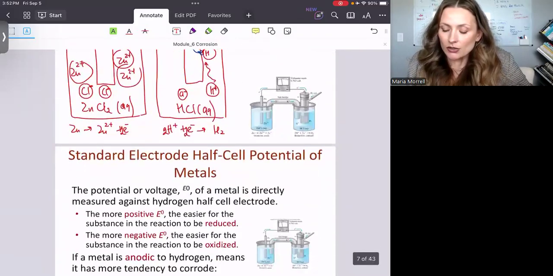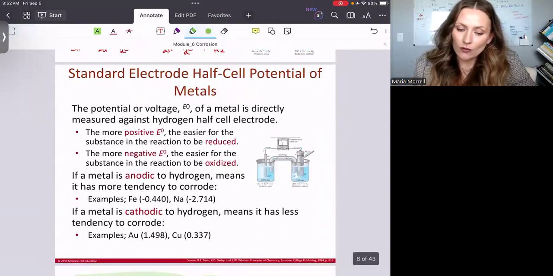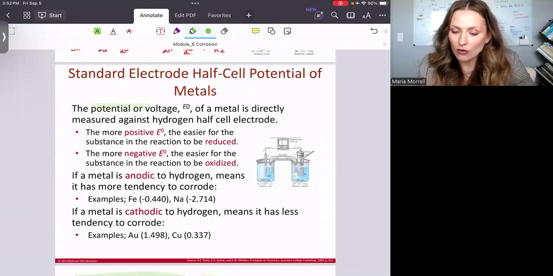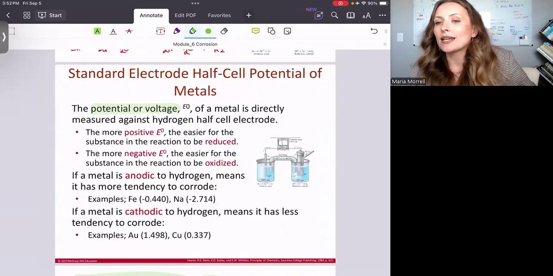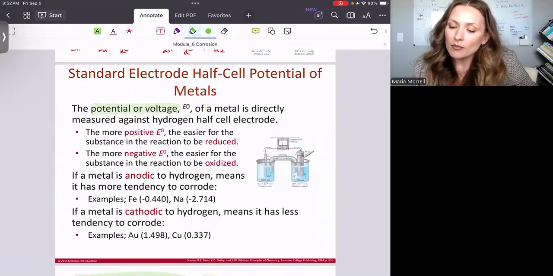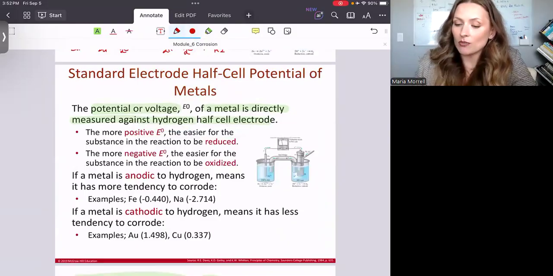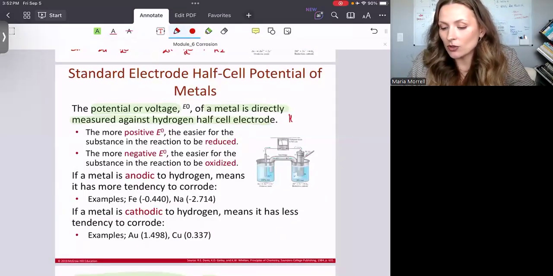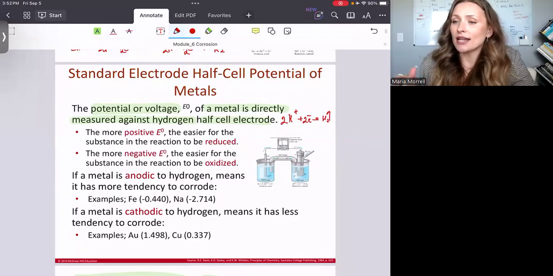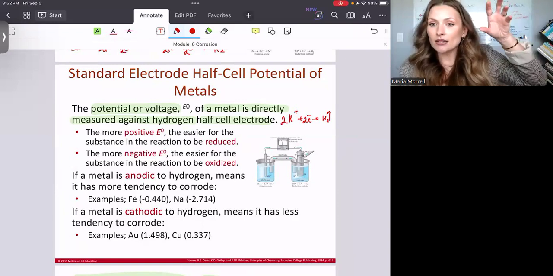Okay. So now, just to summarize everything I've said so far, the potential or voltage, which we also label as E naught, of the metal is directly measured against a hydrogen half cell electrode, right? Meaning that for the reaction that you measure, you compare each metal to this reaction, where you have two H plus and two electrons, and this gives you hydrogen gas. That is my reference, and I assign it as 0. I just assume that is going to be my 0.